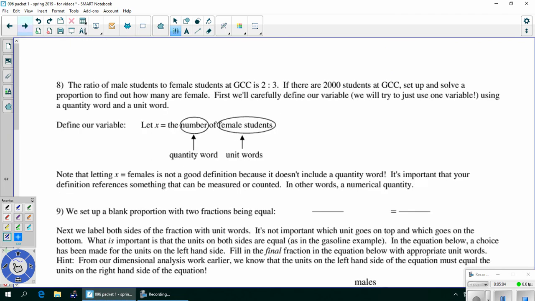Next page. The ratio of male students to female students at GCC is 2 to 3. If there are 2,000 students at GCC, set up and solve a proportion to find out how many are female. So let's first define a variable.